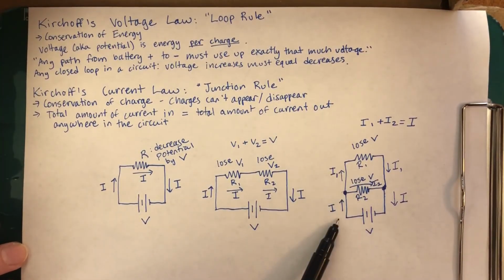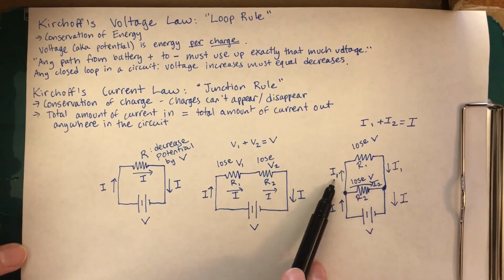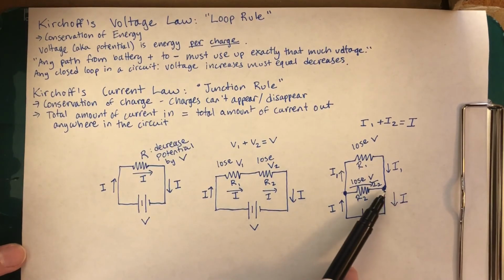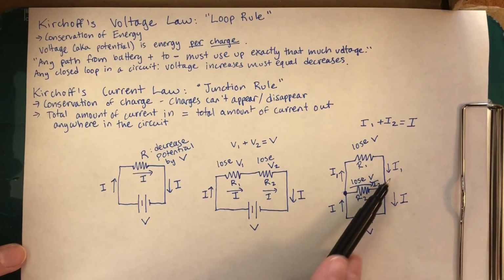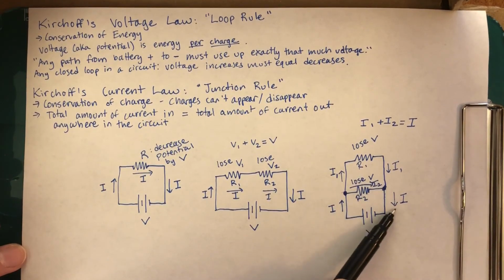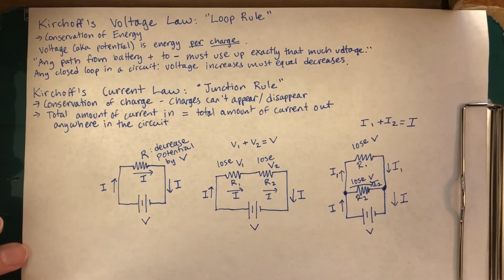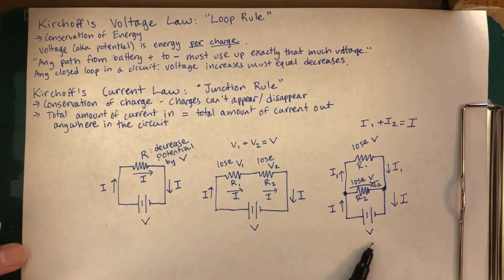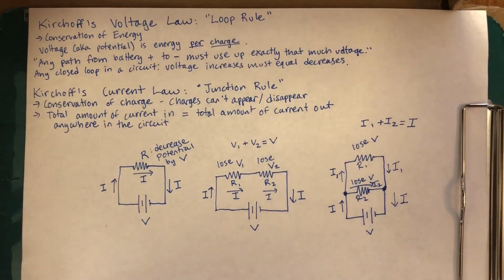At this junction, the amount coming in is just the total current I. The amount coming out is both of these together, I1 plus I2, and we know that that's supposed to be equal. And then at this point, the total amount coming in is I1 plus I2, and the total amount coming out is I, and we know that those are supposed to be equal. So that is how Kirchhoff's current law applies to this circuit. The rest of them, it still applies, it's just less complicated because there's no alternate paths for the charge to go.